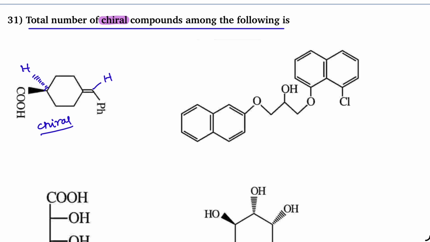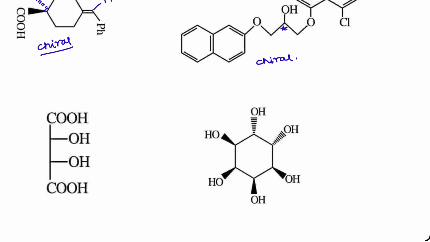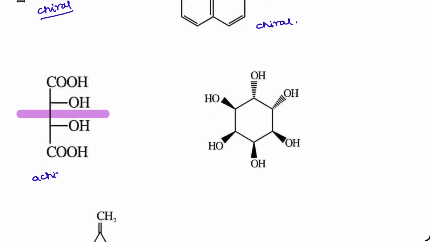In the next example, there is one chiral center. The molecule with one chiral center is always chiral. This is also optically active. In the next example, it is mesotartaric acid. There is a POS. Due to the presence of POS, it is achiral. Even if you see the next example, it also has POS. You can see if you cut the molecule like this, so here there is plane of symmetry.